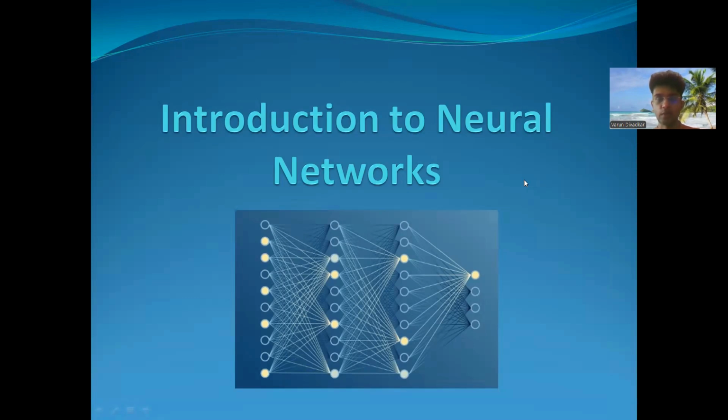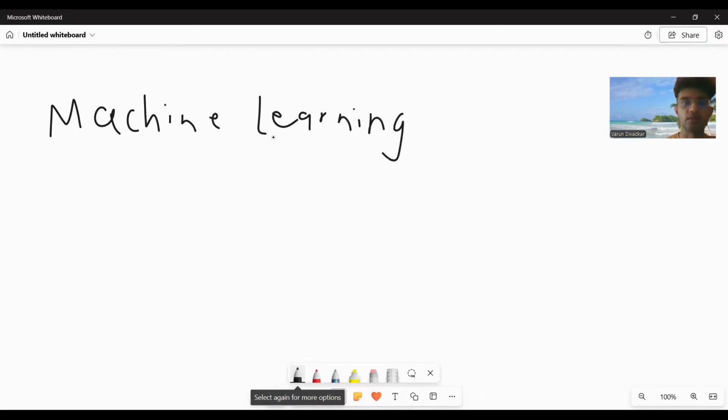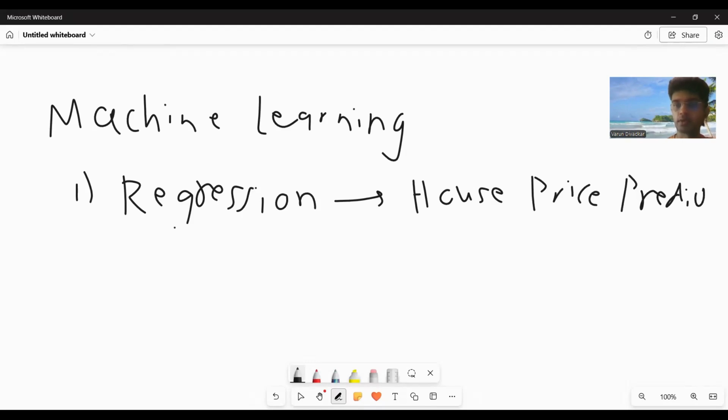So let's take the whiteboard. In machine learning, we have many algorithms, like the ones meant for regression, where we're predicting something for a continuous variable, like house price prediction, as a function of various parameters, like the carpet area, the number of rooms, the number of floors, and so on. You predict the continuous house price. You use linear regression for it.